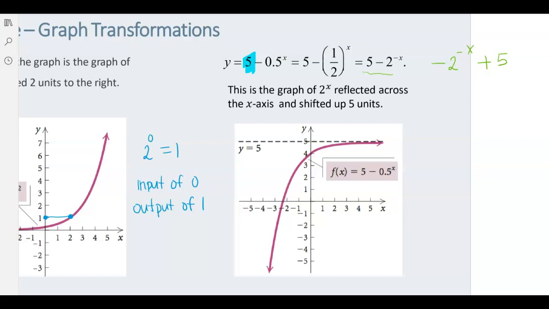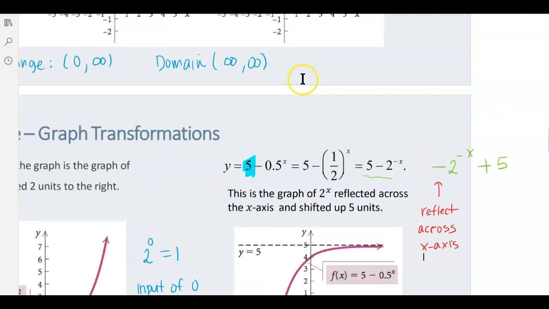The negative that's in front of the whole function is a reflection across the x-axis. The negative that's up in the exponent is a reflection across the y-axis. And the 5 that's here on the outside is going to shift the whole graph up by 5 units.